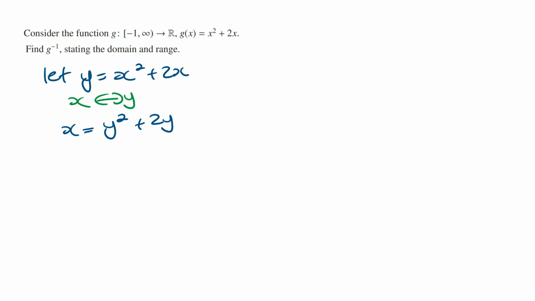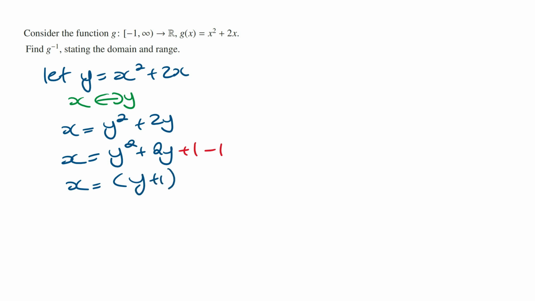From here, to solve for y, we need to complete the square. And so doing this, we're going to get x is equal to y squared plus 2y and then plus 1 minus 1. And so factorizing the right-hand side, we're going to get x is equal to (y plus 1) all squared minus 1. And now we can solve for y. And so we can say that (y plus 1) squared is going to equal x plus 1.